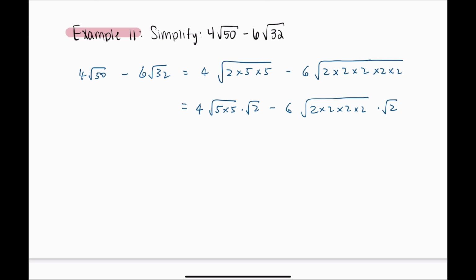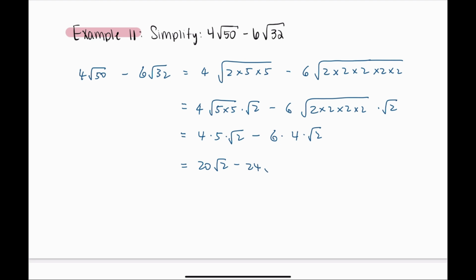Now let's rewrite the expression using these simplified radicals. 4 times the square root of 50 becomes 4 times 5 times the square root of 2. 6 times the square root of 32 becomes 6 times 4 times the square root of 2. This gives us 4 times 5 times the square root of 2, which is 20 times the square root of 2. 6 times 4 times the square root of 2, which is 24 times the square root of 2.